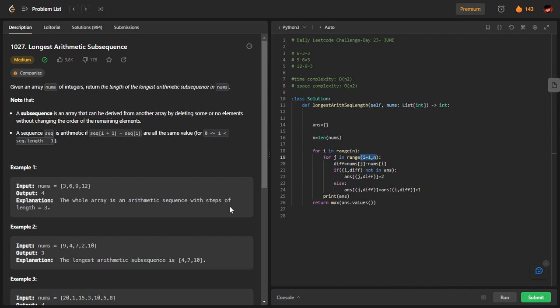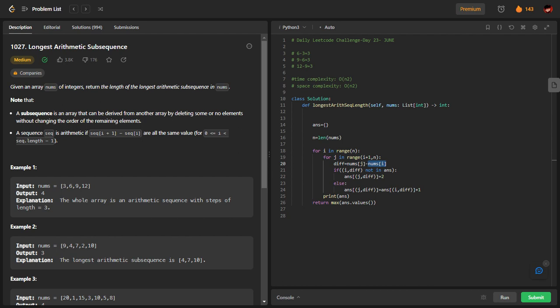For example, suppose I am at three. This part of the code will be executed for all the next elements, all the elements right of three. Suppose I'm at six. This part of the code will be executed for all the elements to its right. I hope my point is very clear on what I'm doing. I am subtracting each element to my right from a common element, which is nums of i.